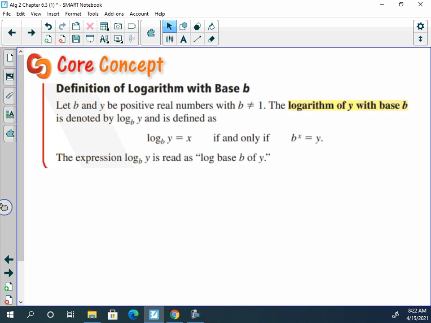Now let b and y be positive real numbers with b not equal to 1. The logarithm of y with base b is denoted by log base b of y and is defined as follows. Log base b of y is equal to x if and only if b to the x is equal to y. And we're able to rewrite these exponential and logarithmic equations in this way. We can change between these two forms.